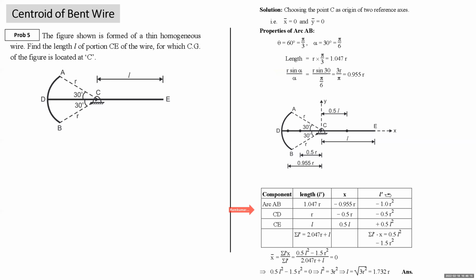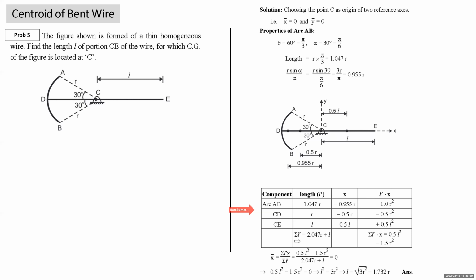Component, length L and x, and Lx. Instead of L, I have used the notation L dash, because L is the notation used in the problem. Arc length AB, its length is 1.047 R. The x coordinate is measured along the axis of symmetry. It will be left of origin, so the x coordinate will be negative. What will that be? Minus 0.955 R. Length CD is R, the x coordinate will be 0.5 R, left of y-axis, so minus 0.5 R. Come to length C, length is L, x coordinate will be plus 0.5 L. Then the product of these two columns will give you L dash into x.